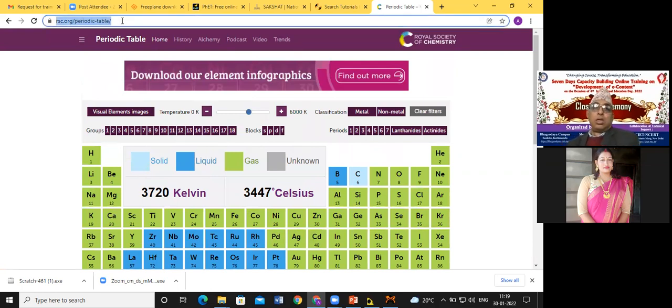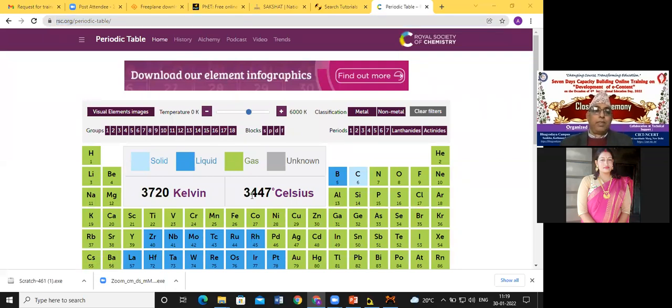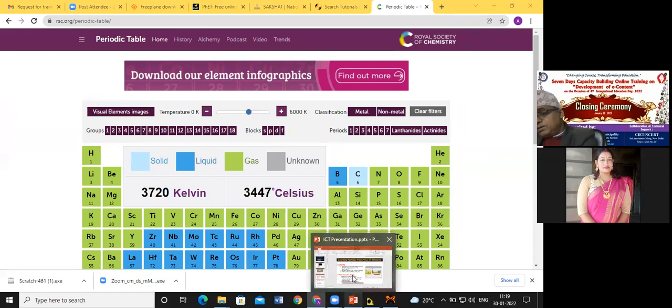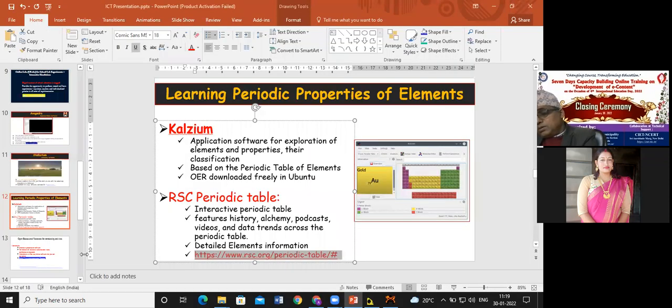And this interactive periodic table, you can find it at rsc.org/periodic table. So it's a request to all of you to please integrate all these things, give all this material to your students, so that they can go for using it. And believe me, these are very interesting things that you can share among your students.